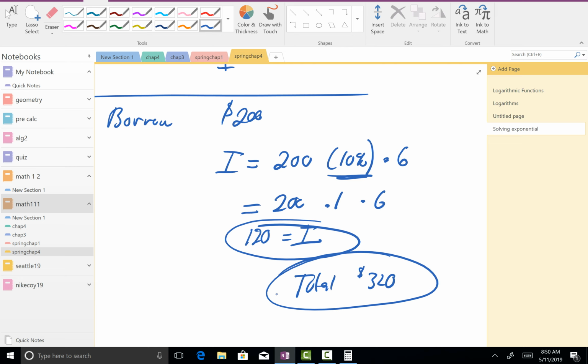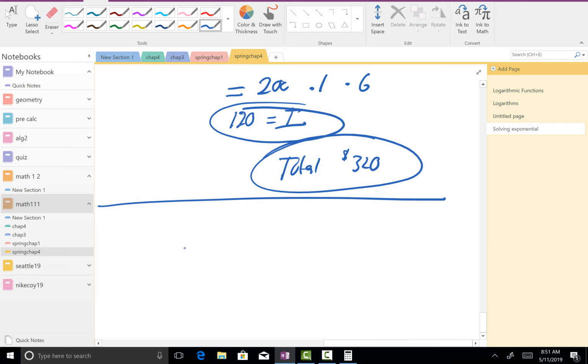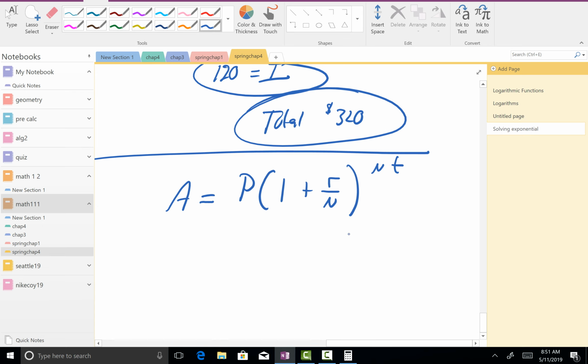Most of the time it's not monthly, it's usually in a year sort of situation. What most interest companies or institutions will do is use a compounding interest formula, which looks like this. So this is a little bit more realistic.